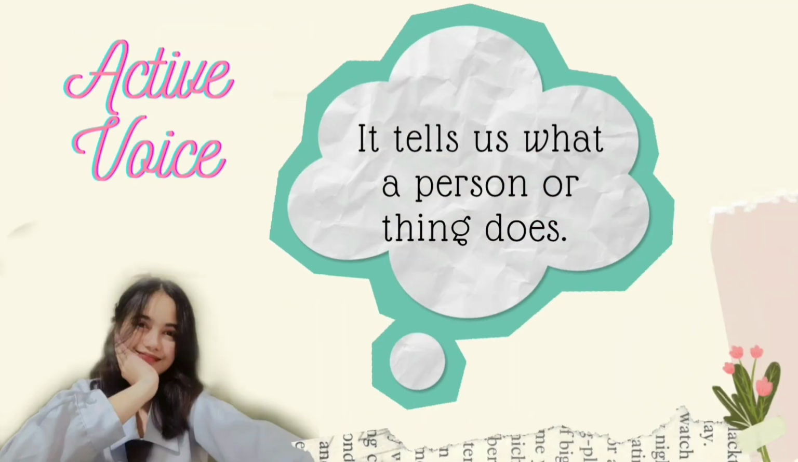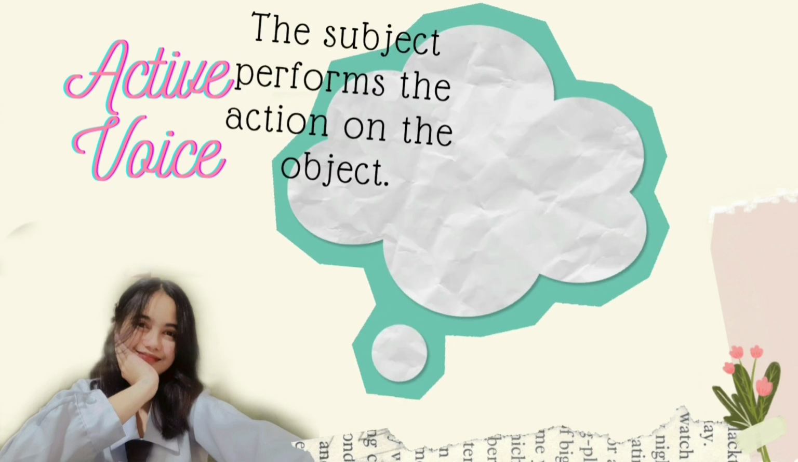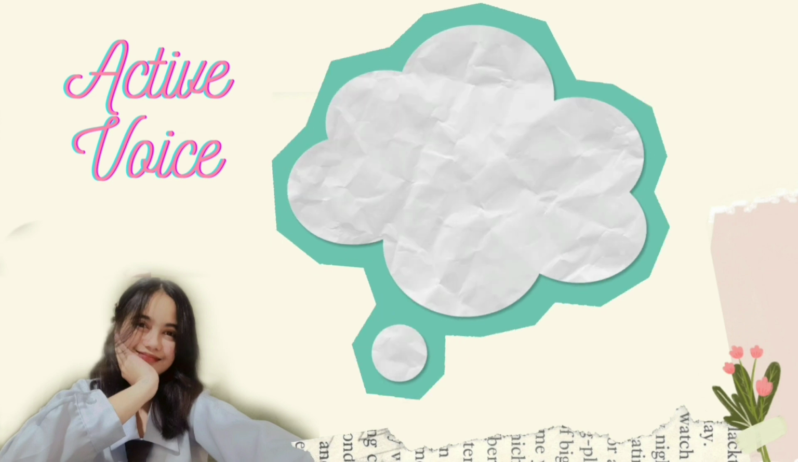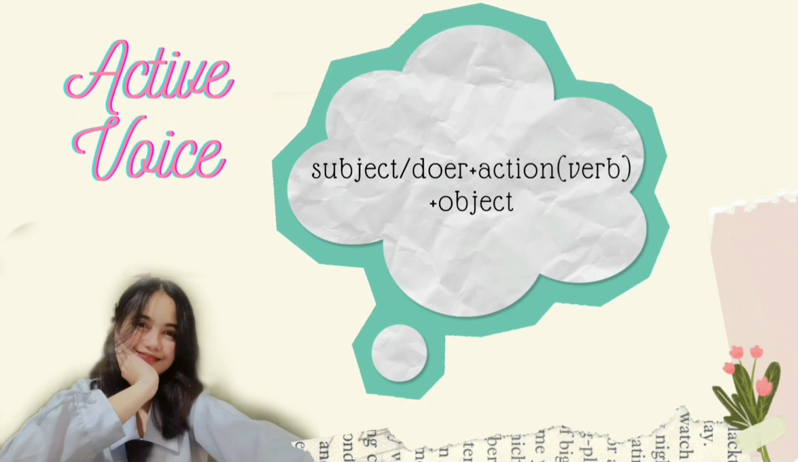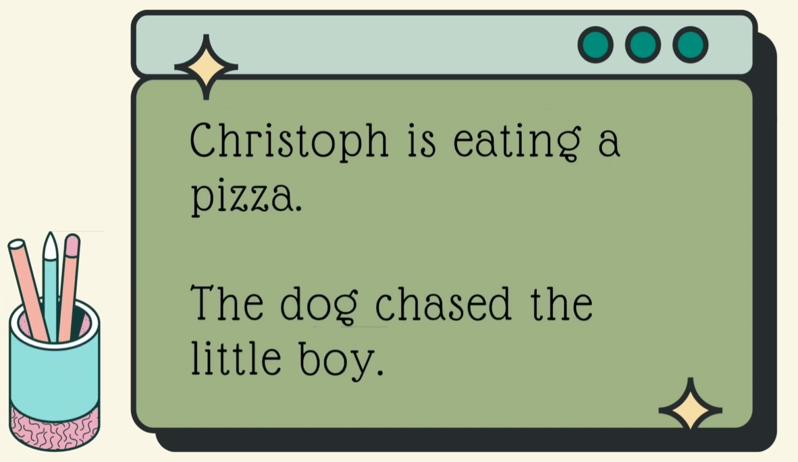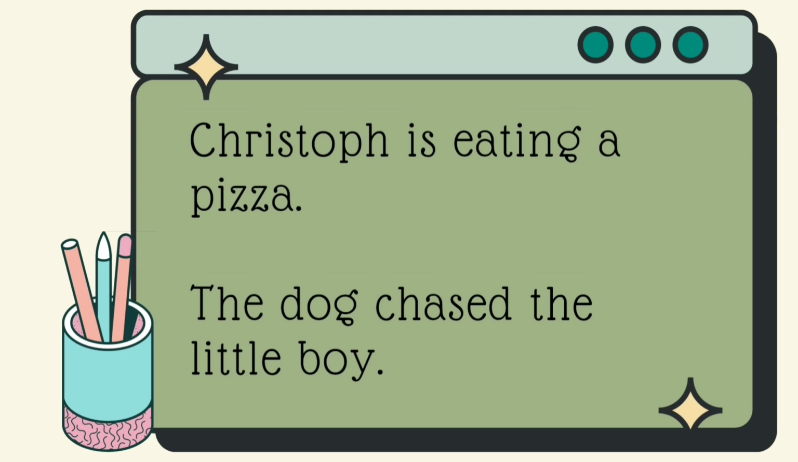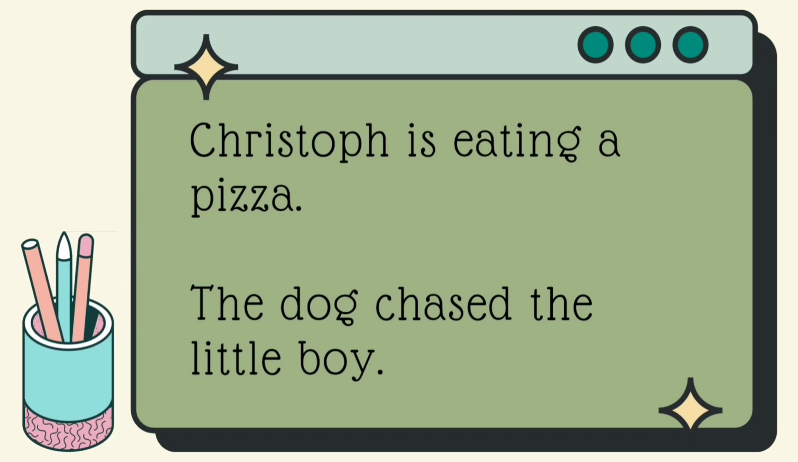Active voice tells us what a person or thing does. In active voice, the subject performs the action on the object. Its basic form is subject or doer plus action or the verb plus the object. For example, Christoph is eating a pizza. Here, Christoph is the subject, eating is the action, and pizza is the object.